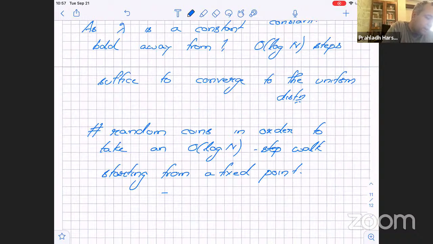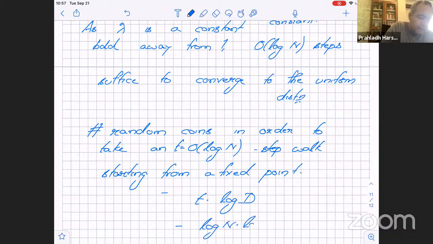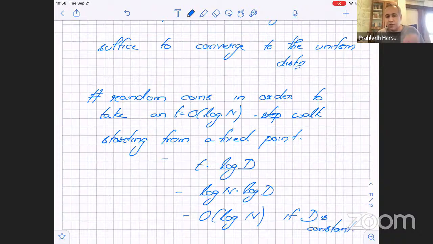So in general, if this were t, it is t times log d. So in other words, it is log n times log d, which is order log n if d is constant, if you're looking at expander graphs where d is constant. That's the amount of randomness you're pumping in to converge. But notice, if you have to pick a uniformly random vertex, you need log n bits of randomness. This is stating that in order log n, which is not different, you start anywhere, you take an order log n walk, it does converge to the uniform.